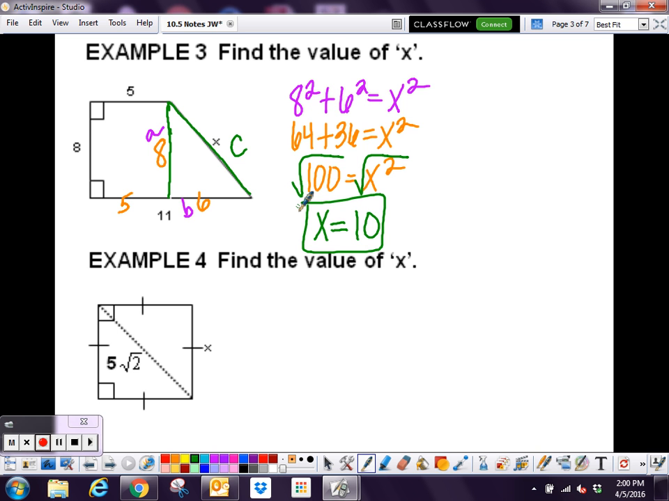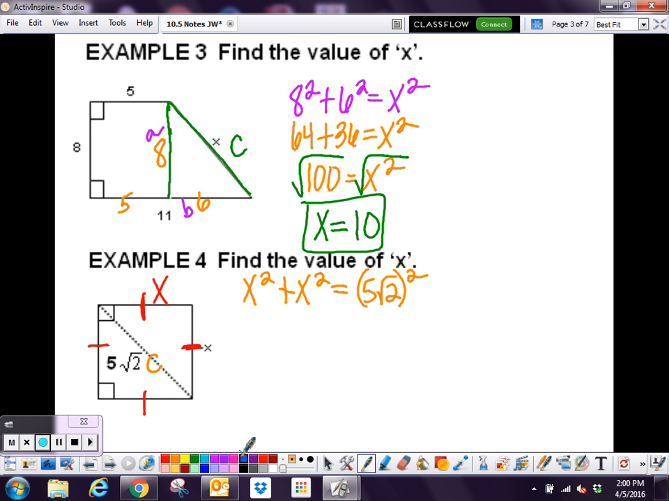All right, example 4, find the value of x. All right, so notice this is very different because we have a square root in here. Okay, well this is showing us that this is a square because all sides are the same, which means if this leg is x, that means the other leg is also x. Okay, so we're going to plug this into Pythagorean theorem, and the 5 root 2 side is going to be my c. So I have x squared plus x squared equals 5 square root of 2 squared. That's going to be the tricky part.